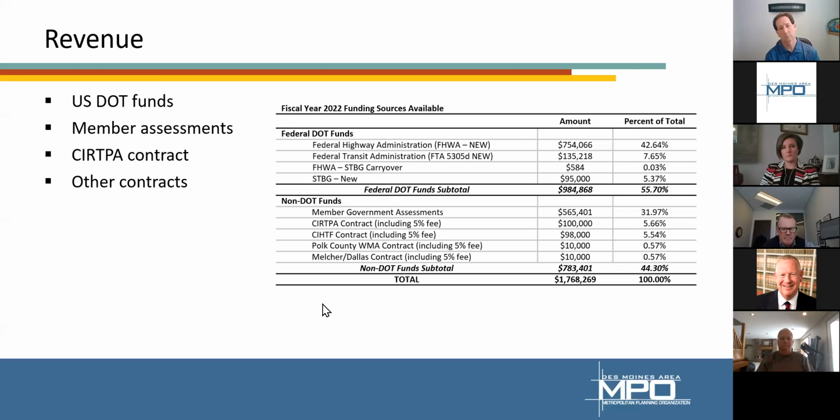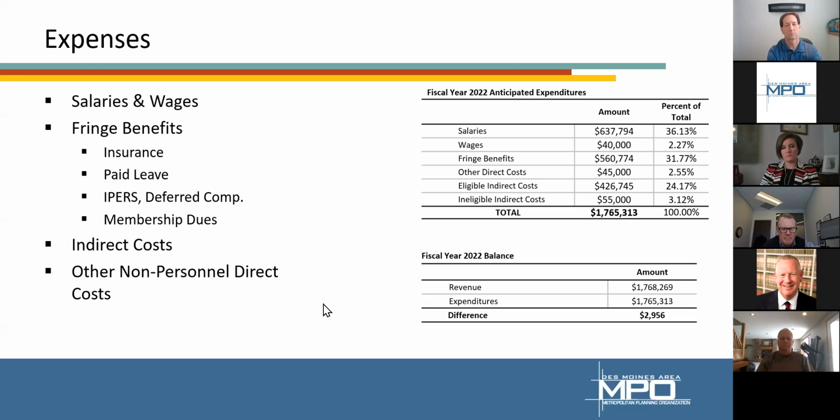If you go on to the next slide, we'll look at expenses. So these expenses, again, just for the MPO operations, this includes salaries, wages, all of that kind of thing. And again, you can see there the balance of about $3,000 at the end of the year that we're projecting where our revenues are over expenditures.